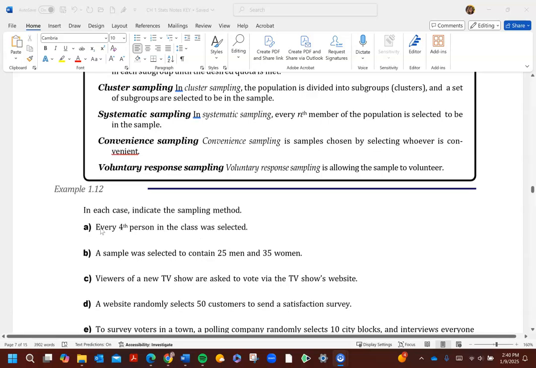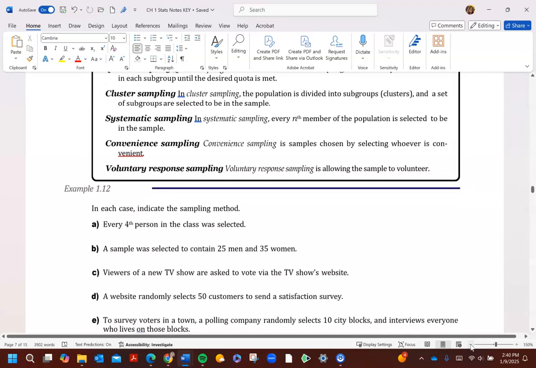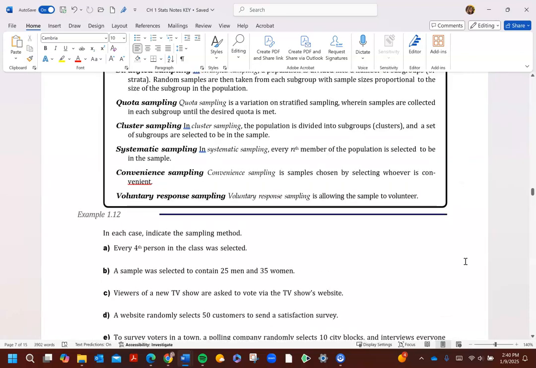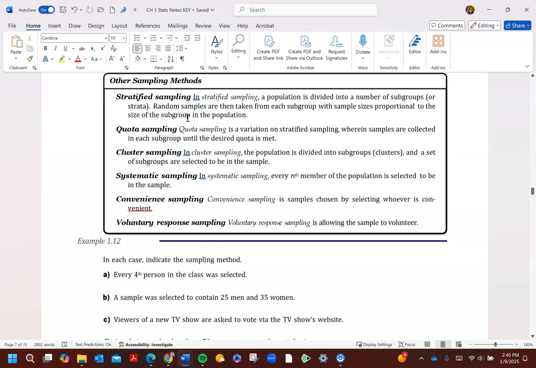Now we have this example 1.2. In each case, indicate the sampling method. We have every fourth person in the class was selected. I'm going to make this a little smaller. You can see it in your workbook if you've printed that or have that pulled up, but you might not, so we want to make sure you can see it. So we have stratified, quota, cluster, systematic, convenience, and voluntary. So think about what every fourth person would be. B: a sample was selected to contain 25 men and 35 women.